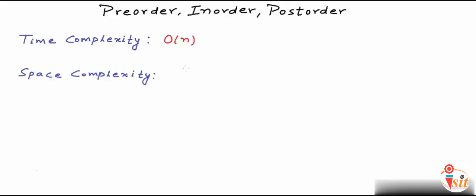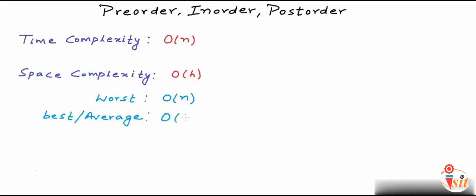Space complexity, as we had discussed earlier, will be big O of h, where h is height of the tree. Height of a tree in worst case will be n minus 1. So in worst case, space complexity of these algorithms can be big O of n. In best or average case, height of a tree will be big O of log n to the base 2. So we can say that in best or average case, space complexity will be big O of log n. I'll stop here now.